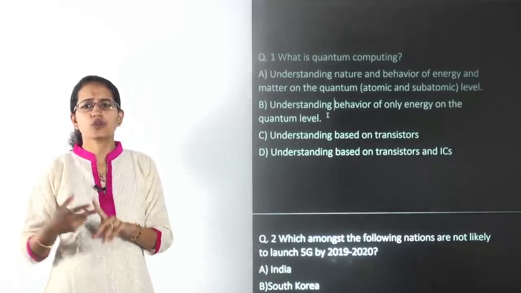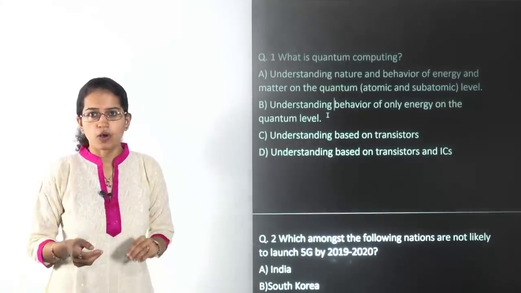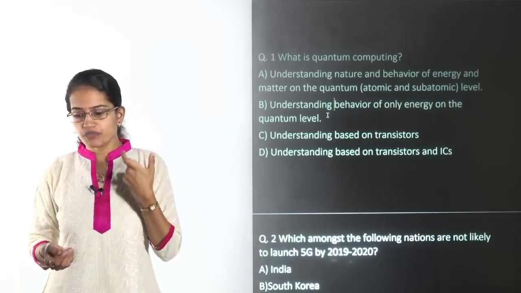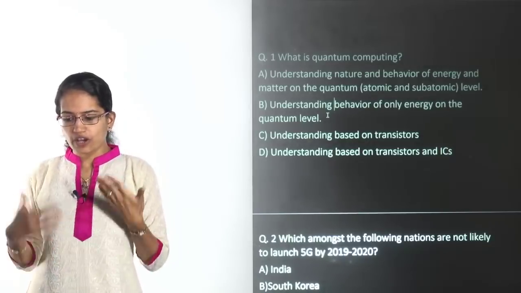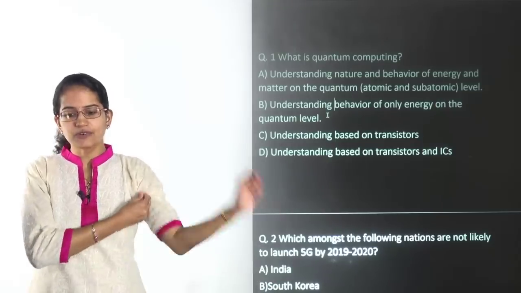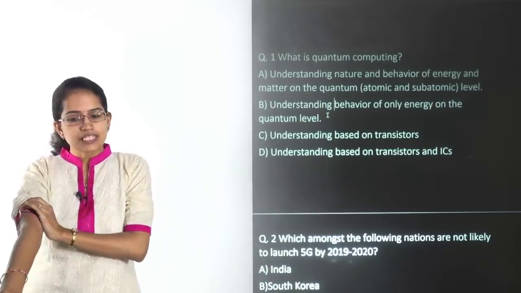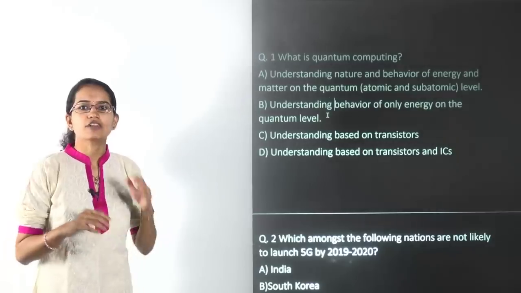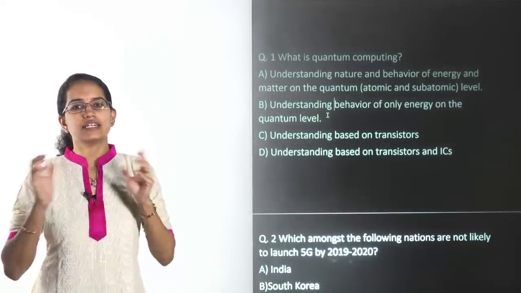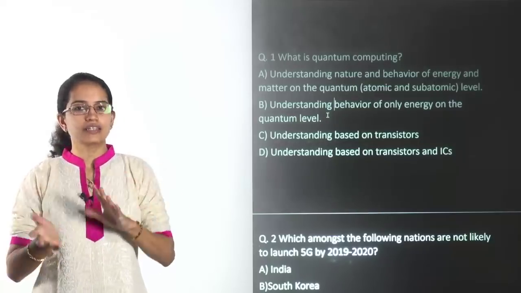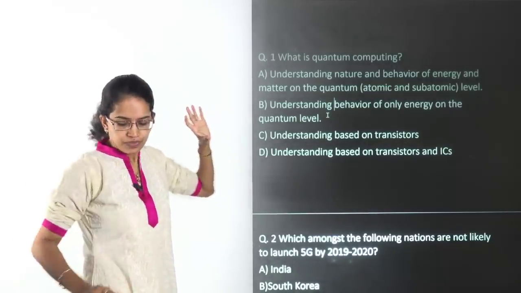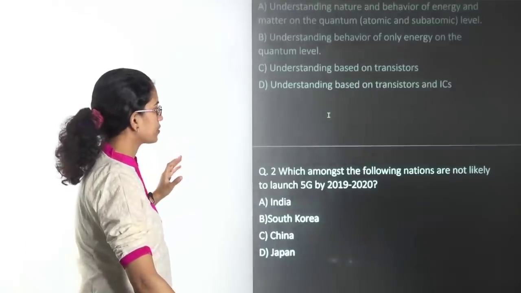Quantum computing, qubits are some of the important topics. Internet of Things, IoT, then you have cloud computing become very, very important. Great, so I already have the answers here. A lot of you with the correct answers, great going. So it's basically the nature and the behavior of energy and the matter on the quantum level. So it's not only the energy, but both the energy and the matter. And that's the basic confusion that has come up in choice A and B. So that becomes important for you.